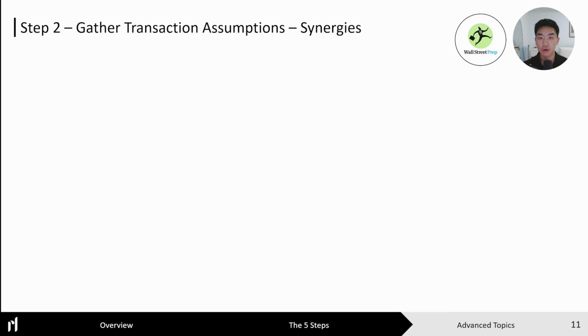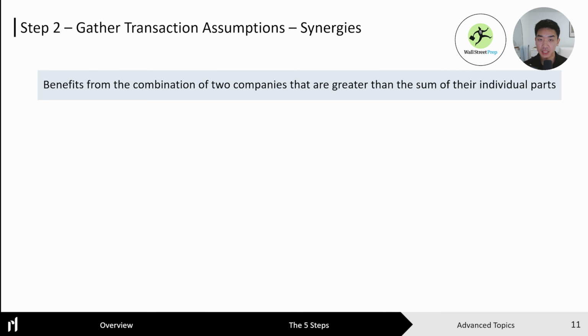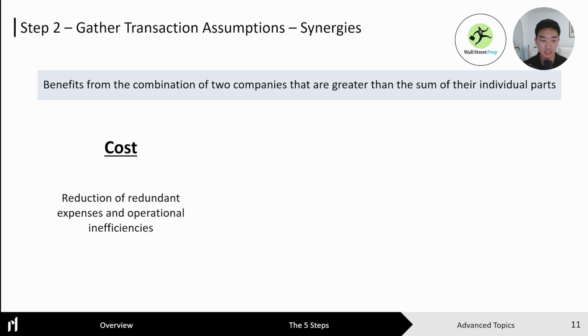One other thing I wanted to go over that's very, very important for accretion dilution models, though, is something called synergies. So this is kind of what it sounds like, benefits from the combination of two companies that are greater than the sum of their individual parts. So there are 3 types of synergies. There's cost synergies, the reduction of redundant expenses and operational inefficiencies. So let's say that we have Google and then they acquired Amazon, let's say. And these two companies have, you're aware, Google Cloud and then Amazon Web Services, AWS. And both of them are cloud services that are offered, right?